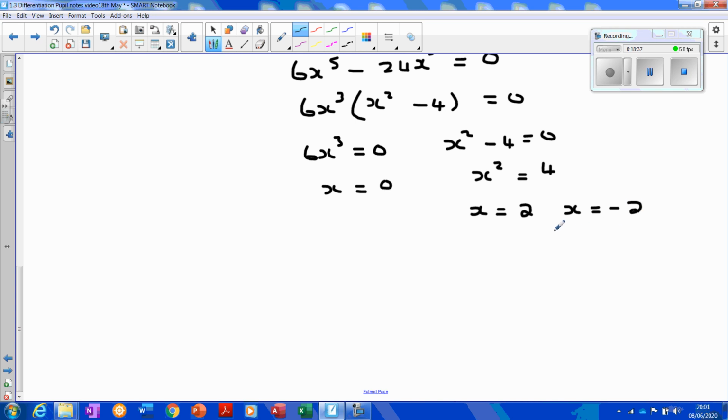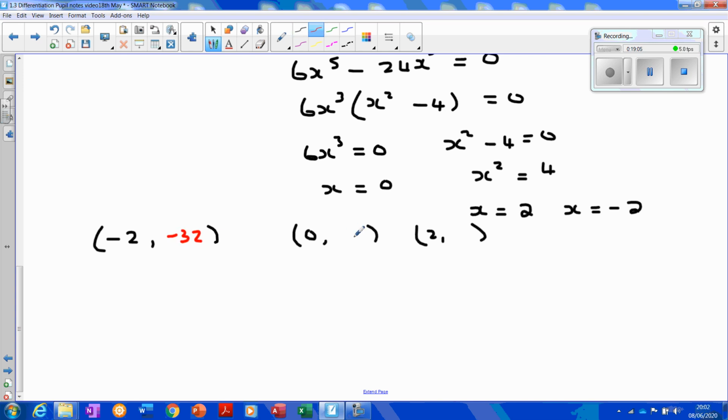Right, so for this one we've got 3 stationary points, so I'm going to put them in order this time. So I've got minus 2 something, I've got 0 something, and I've got 2 something. So go back up to your y coordinate, and we've got minus 2 to the power of 6, minus 6 times minus 2 to the power of 4. You can use your calculator for that, and it turns out to be minus 32.